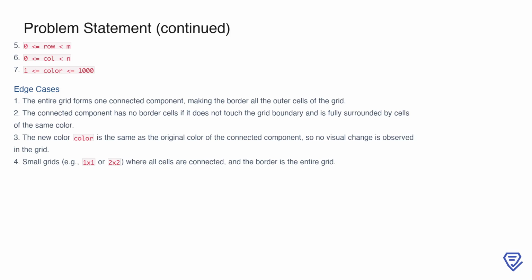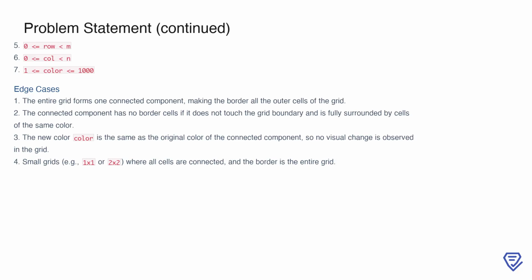Finally, let's review the constraints and edge cases for this problem. The dimensions of the grid, m and n, can range from 1 to 50, and the color values in the grid are between 0 and 50. The starting cell's coordinates, row and col, are guaranteed to be within valid bounds, and the new color can be any value between 1 and 1000. Some edge cases to consider include when the entire grid forms a single connected component, making all the outer cells part of the border.